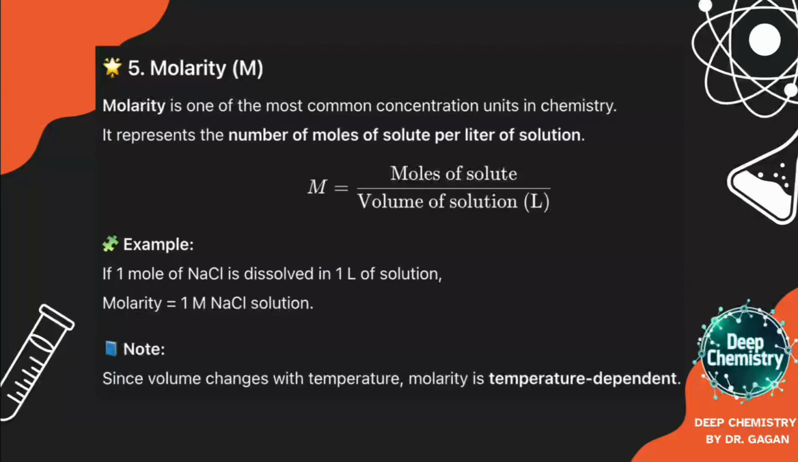Next is molarity, the most common concentration term. It measures how many moles of solute are present in 1 liter of solution. The formula is moles of solute divided by volume of solution in liters. For example, if I dissolve 1 mole of NaCl in 1 liter of water, it's a 1 molar NaCl solution. But remember, since volume changes with temperature, molarity also changes with temperature. So we usually write molarity along with the temperature conditions.